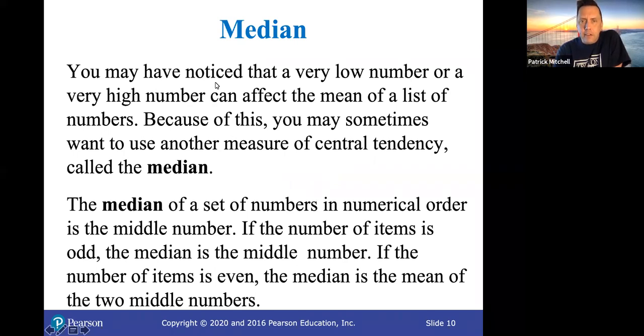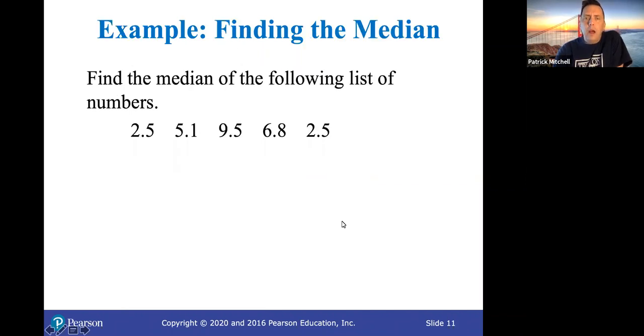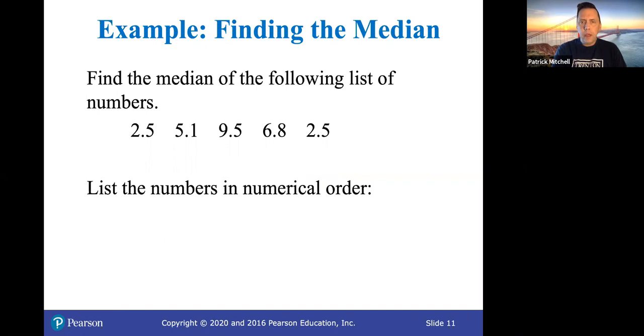So let's look at a couple of official examples. All right, so if I had these numbers, 2 and 5/10, 5 and 1/10, 9 and 5/10, 2 and 5/10. The first thing I'm going to do is arrange those in order. And in order, those numbers look like this. And since I have an odd number of them, there is clearly one right in the middle, and that is the 5 and 1/10. So that would be the median.